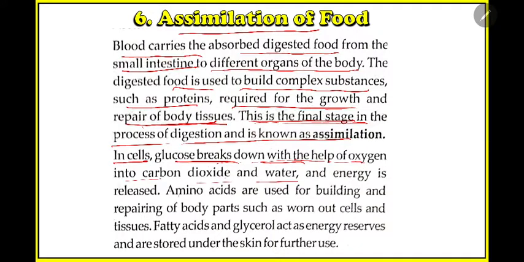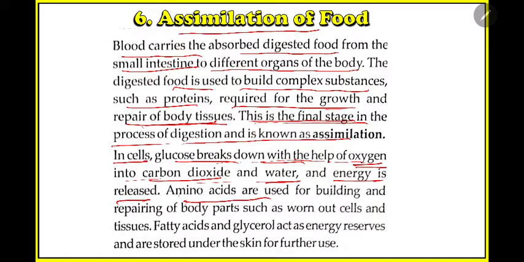Okay, in cells, what will happen? The blood cell will take the glucose to different cells, and in the cell, with the help of oxygen that you breathe, it will be broken down into carbon dioxide and water. The energy is released. Okay, this energy will be used for the body.